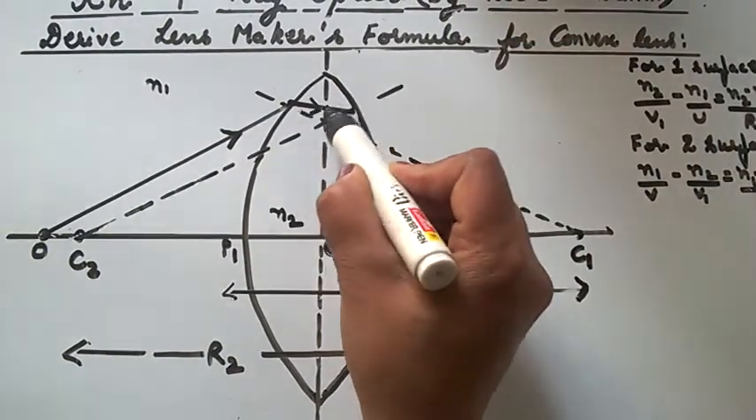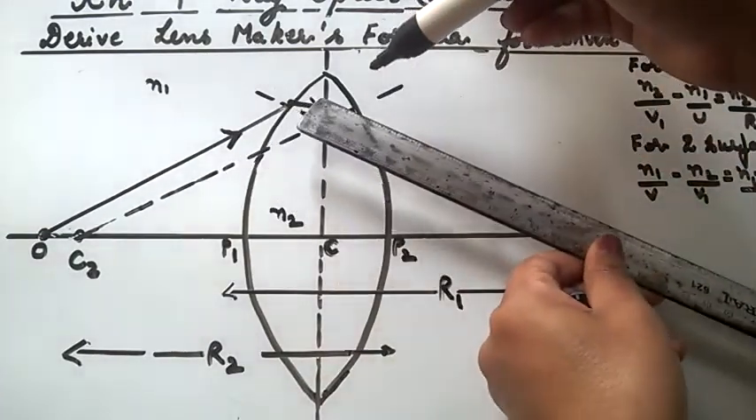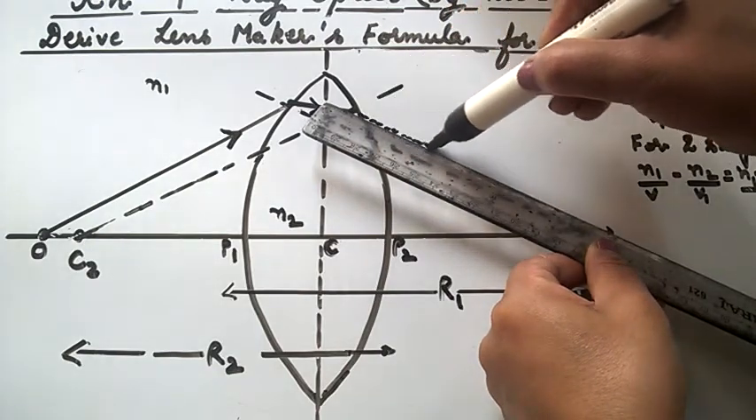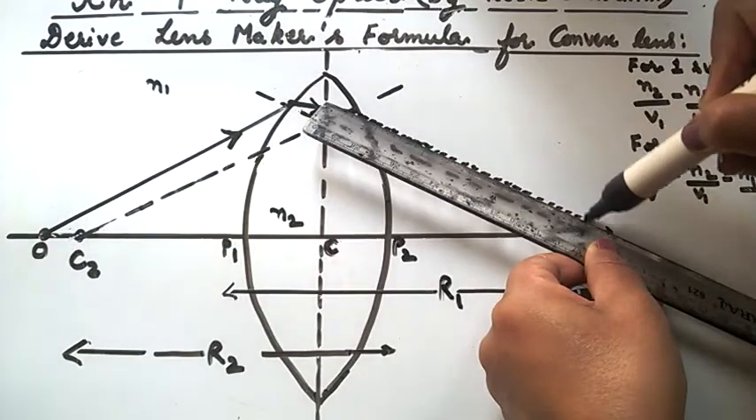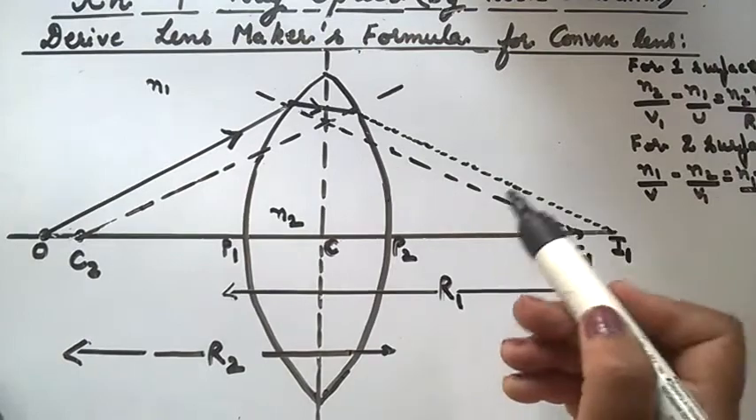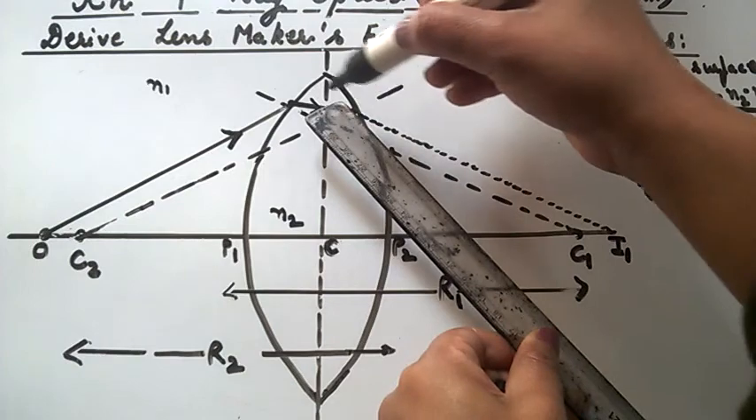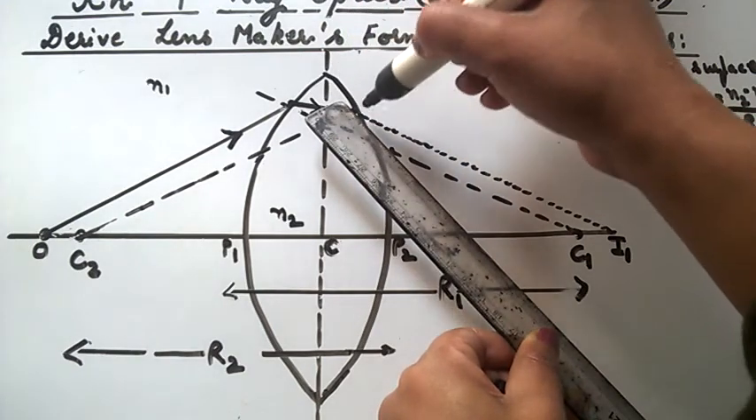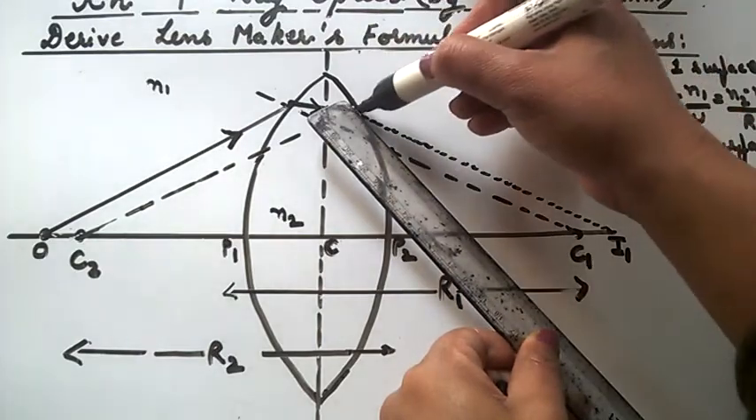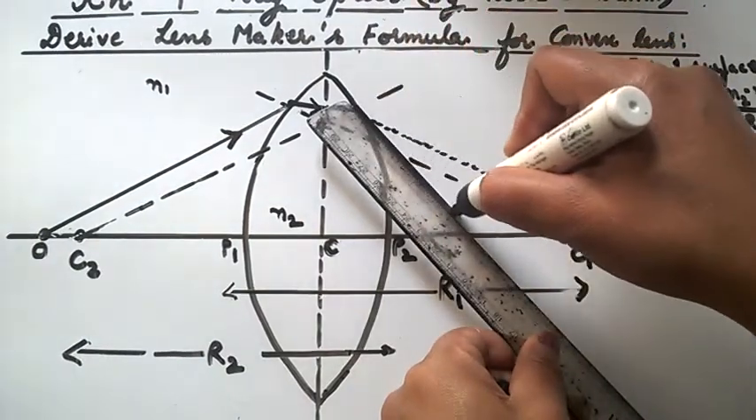Now this refracted ray will become the object for the second surface, and this extended image of the first surface will become the virtual object I1 for the second surface. So here, this incident ray for the second surface will refract, or bend away from the normal. This is the normal C2, and it bends away from the normal.